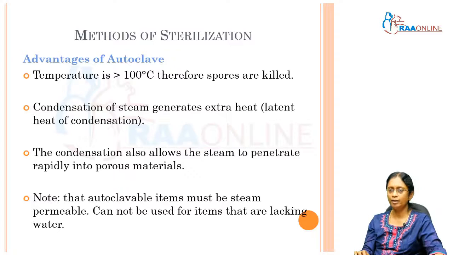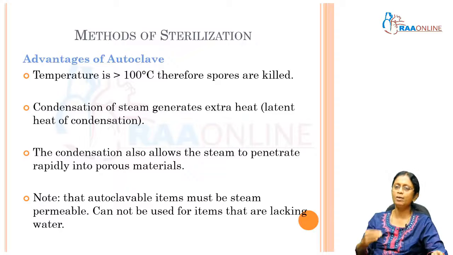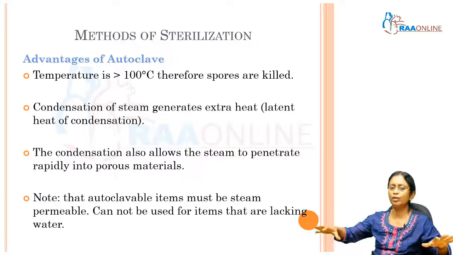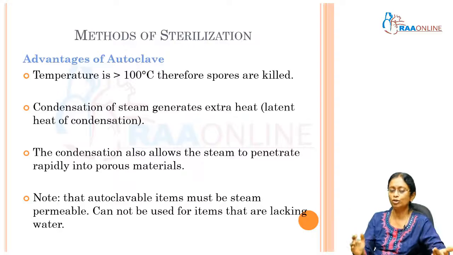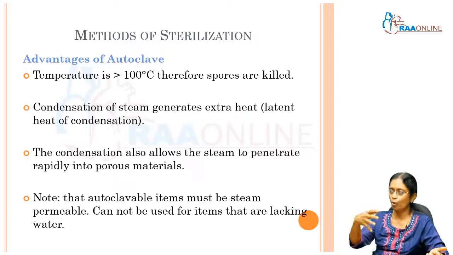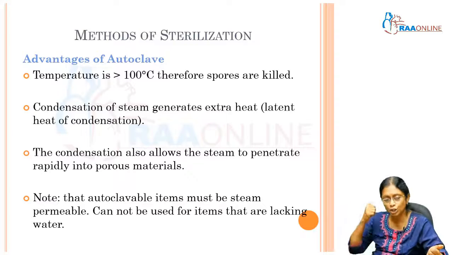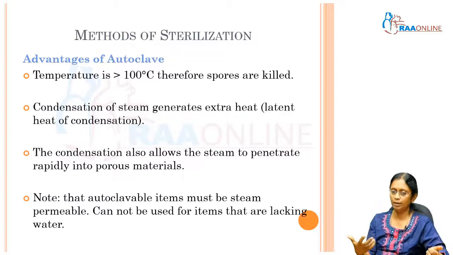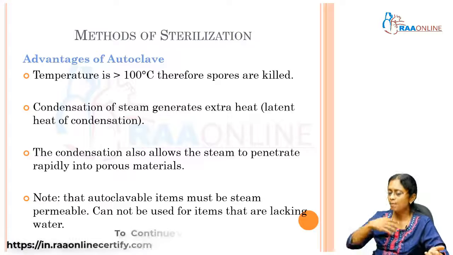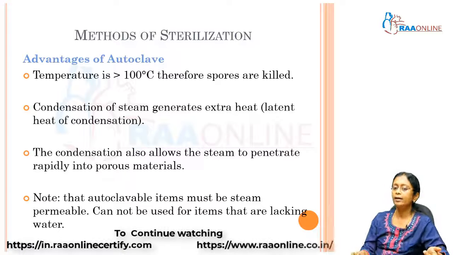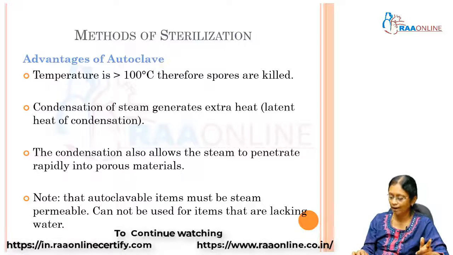Temperature greater than 100 degrees centigrade is where the spores are killed. Condensation of the steam and the latent heat of condensation add to the process. It allows the steam to penetrate into the porous material, so the items should be steam permeable. You cannot sterilize glass items by autoclave, okay. They must be steam permeable, and it cannot be used for items that are lacking water, okay?